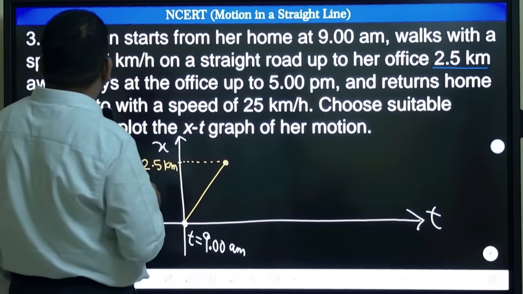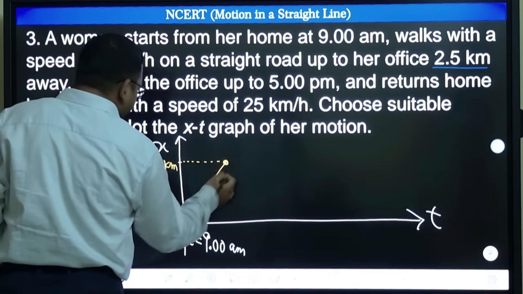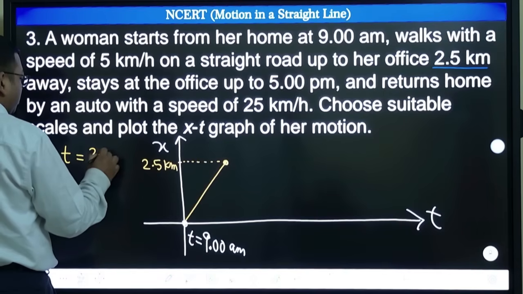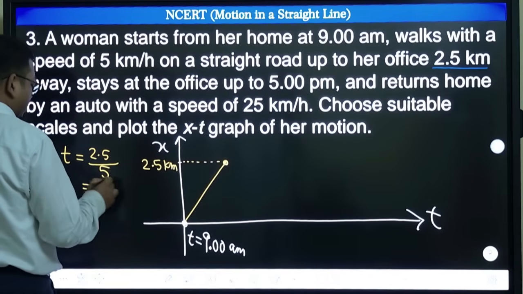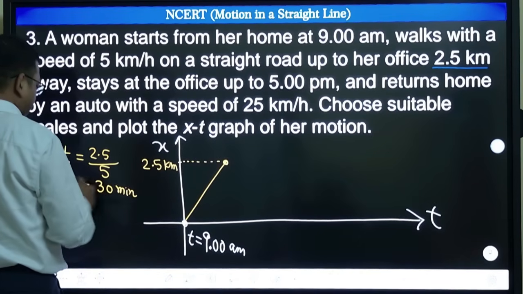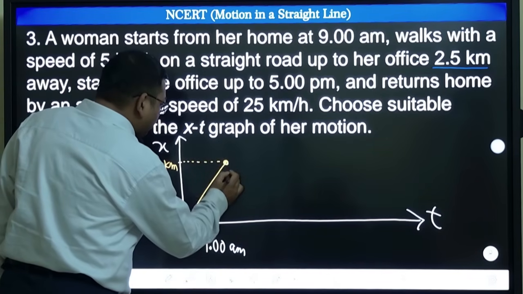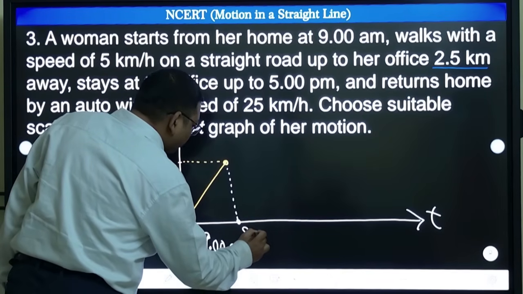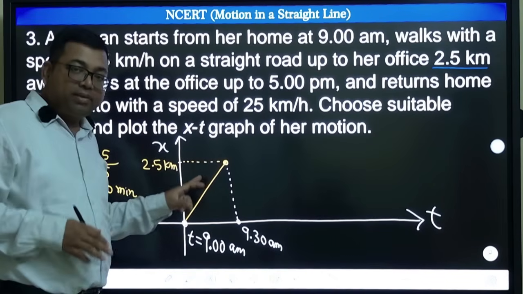Then when she will reach, she is going with a speed of 5, so how much time will it take? First figure out time. Time is equal to distance by speed, so 2.5 kilometer by speed 5. That means half an hour, which means 30 minutes. So now when she reaches her office, at this point, what will be the time? This time will be 9:30 a.m. So this is the point when she has reached.